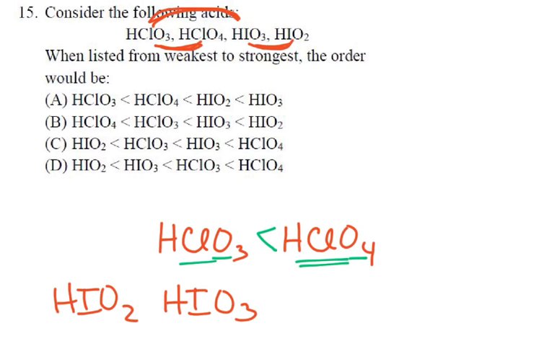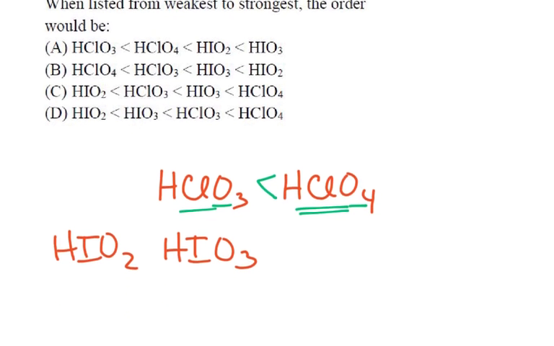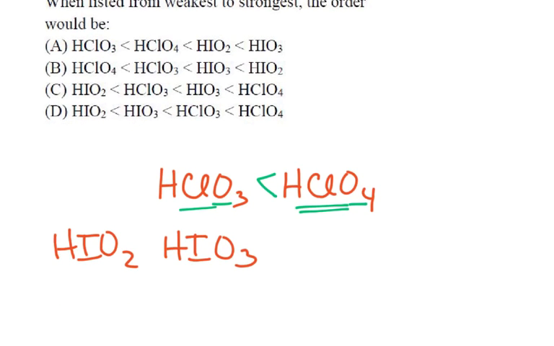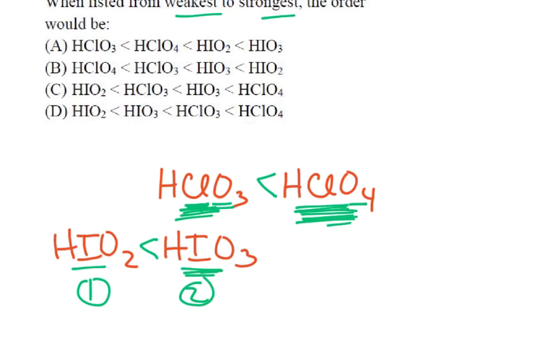Now, if I have HClO3 and HIO3, then my rule is the more electronegative atom, which is chlorine, will polarize the H-O bond more. So this is going to be stronger than this one. So this is my strongest so far. This is next strongest. And HIO3 and HIO2, well, more oxygens makes it stronger than this one. So this is my least one. So if I want to go from weakest to strongest, then I need to go this one, then this one, then this one, and then this one.